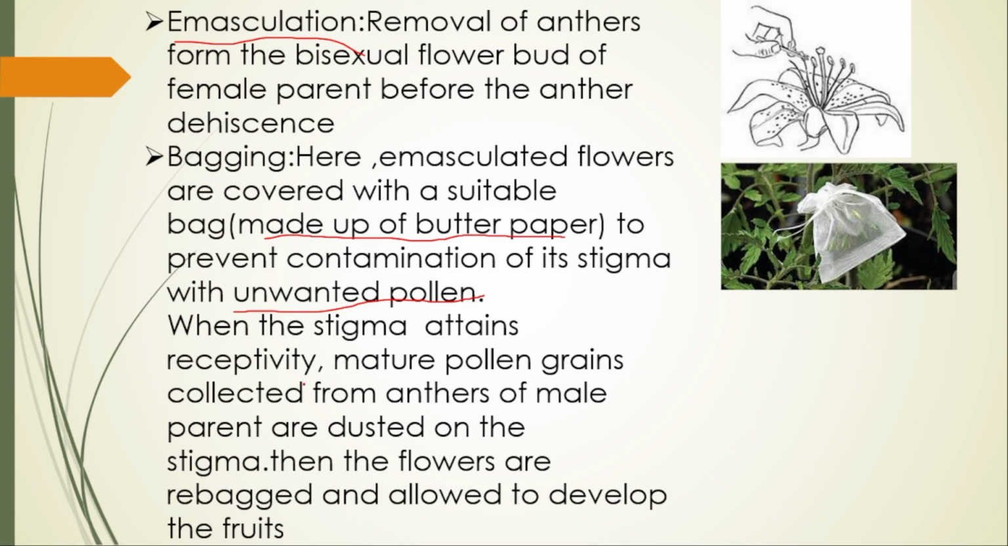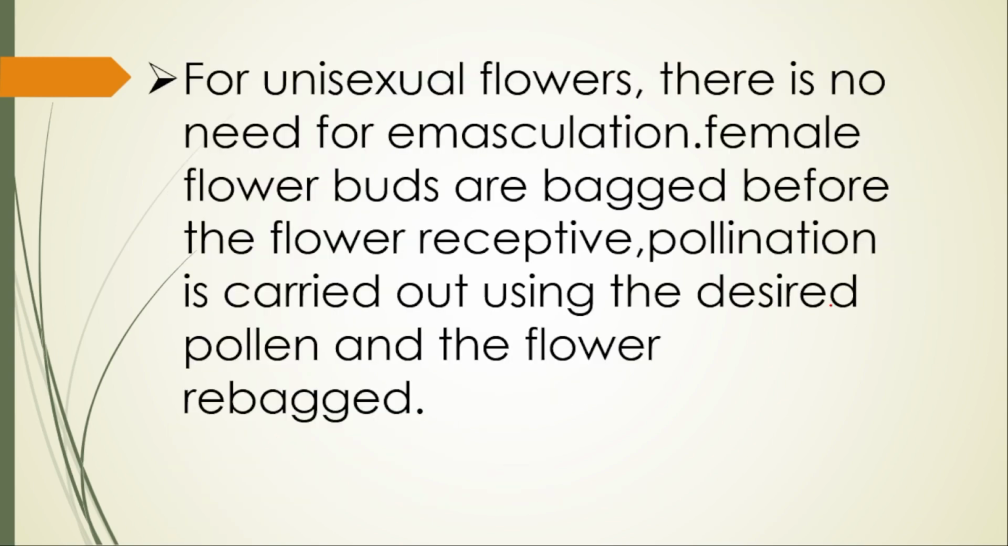When the stigma attains receptivity, meaning when the stigma is mature, the desired pollen grains collected from the anthers of the male parent are dusted on the stigma. Then the flowers are rebagged and allowed for the development of the fruit. Like that, desired characters can be formed by artificial hybridization.